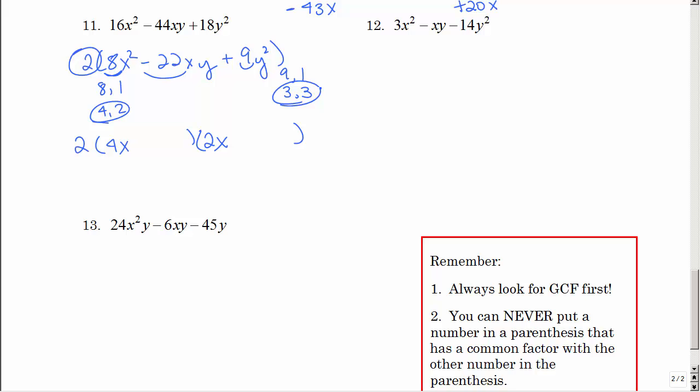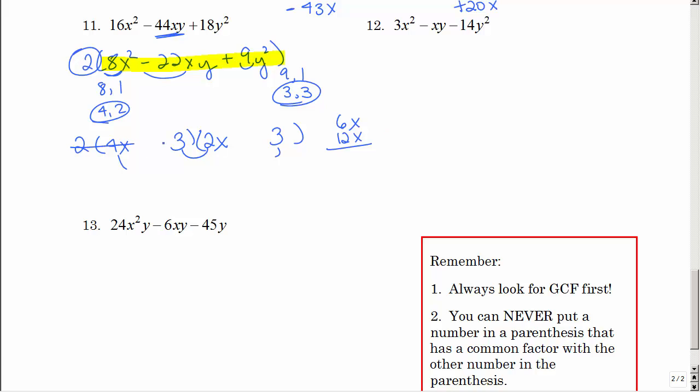And the 3 can go either place. No common factors. So let's see. The middle is 6x. The outside is 12x. And we're not looking up here at 44 any longer because we factored out that 2. We're looking there. So we're looking for 22. Does that make 22? No.